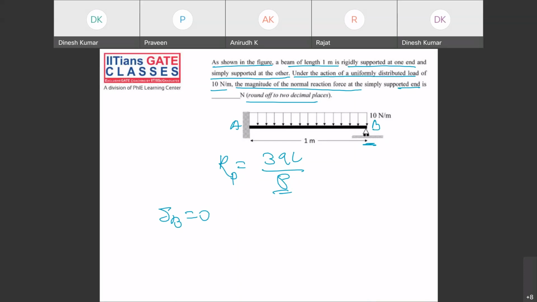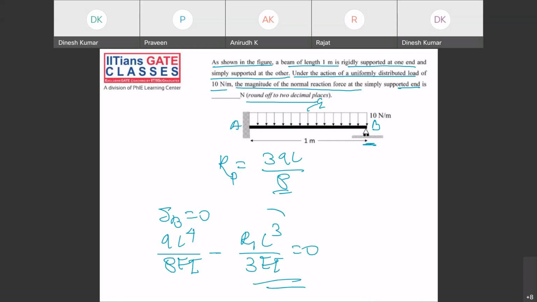So it is QL to the power 4 upon 8 EI minus RP L cube upon 3 EI. This should be 0. Because this is the deflection due to the point load, and this is the deflection due to the UDL. Since at B the deflection is 0, and these are in opposite directions, because this will give upward and the UDL will give downward deflection.